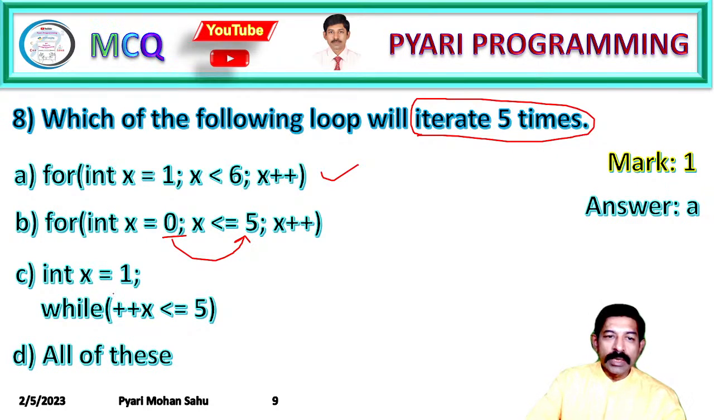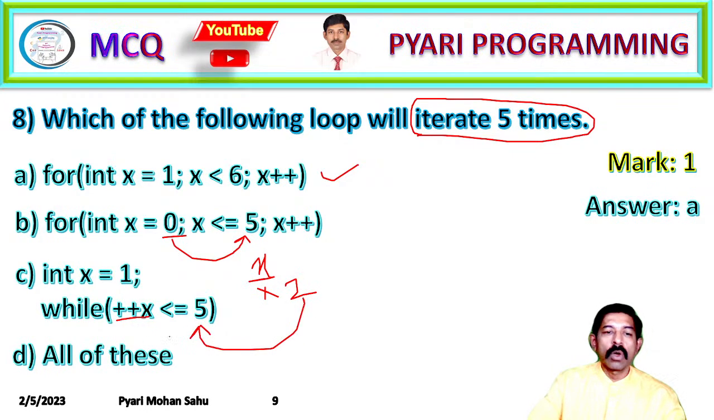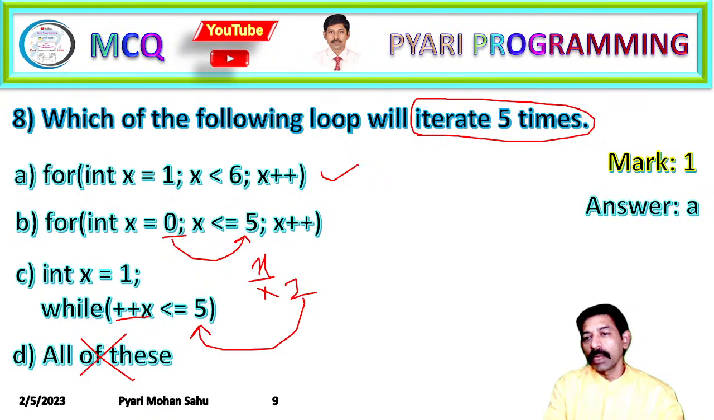The reason behind this is that X's initial value is 1, but it is using pre-increment. That means it becomes 2. Now 2 to 5, it is 4 times. So "all of this" will not be the answer here. Those who gave "all of this", I am asking, from what angle did you give it without checking?